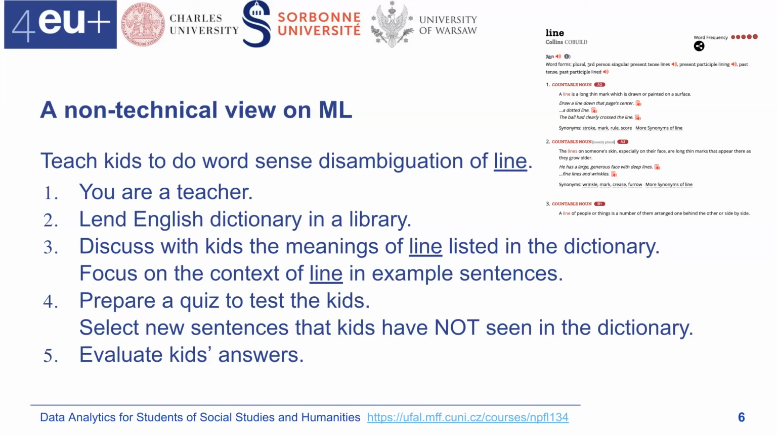We can lend an English dictionary from the library. Here in the upper right corner, there is a screenshot of a dictionary item for the word line. It comes from the Collins COBUILD dictionary, and here I just present the first three senses listed in this dictionary. There are definitely more senses described in the dictionary. This is just for illustration.